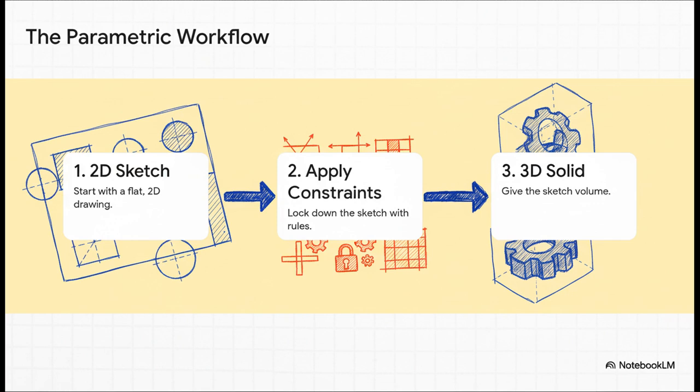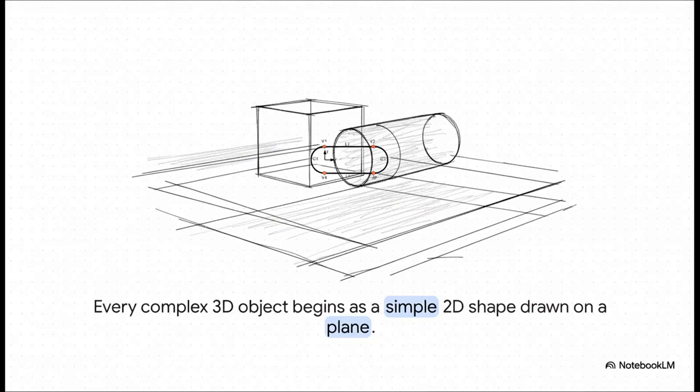First, you draw a flat 2D shape. Second, you lock it down with rules. And finally, you give it some thickness to make it a real 3D part. Let's look at each one. So, step 1 is the sketch. Every single complex 3D object, I don't care how complicated it looks, starts its life just like this, as a simple, flat 2D shape drawn on a plane.